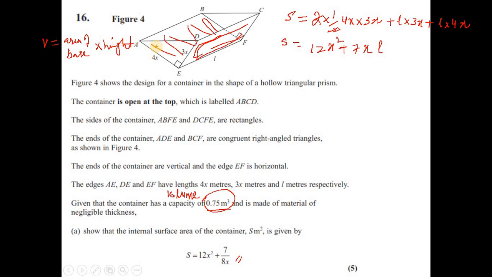This is the general formula for any prism: area of the base times height. In this case the base is a triangle and the height is the length, so L. I'm calling this equation number 1. Now the volume is the area of the base, half of 4x into 3x, times the height, and the height is L.